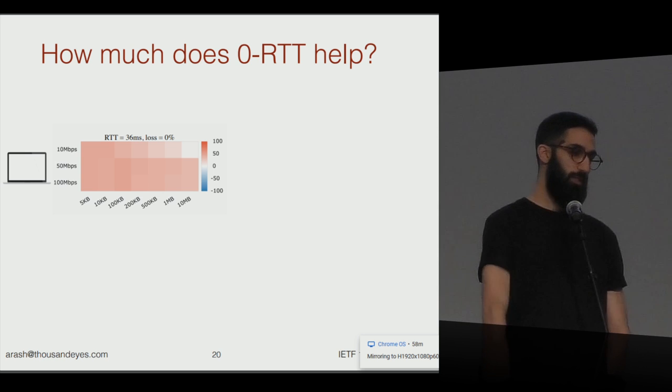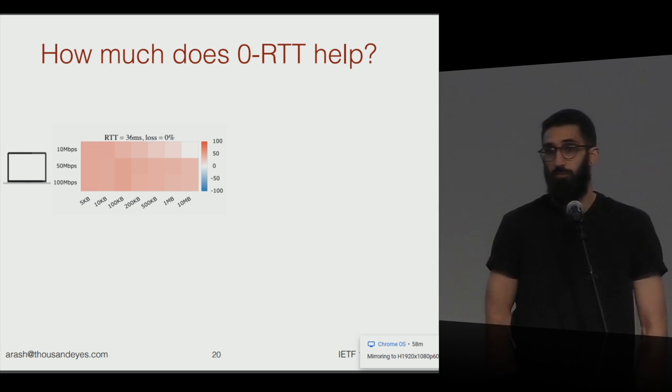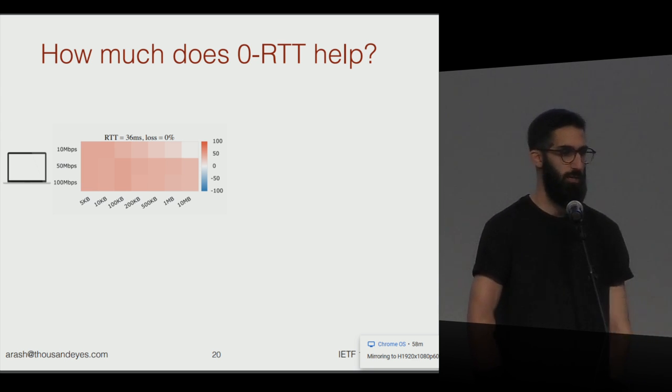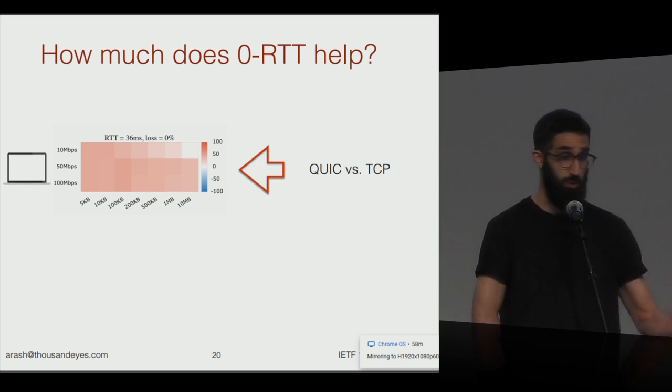All right, so the next thing that we wanted to look at was zero RTT, because that's one of the big improvements in Quick, so we wanted to see how much zero RTT helped with performance. I'm going to go back to our base example where there's no loss and we have a 36 millisecond RTT. As I talked about, Quick is doing much better than TCP. This is Quick versus TCP.